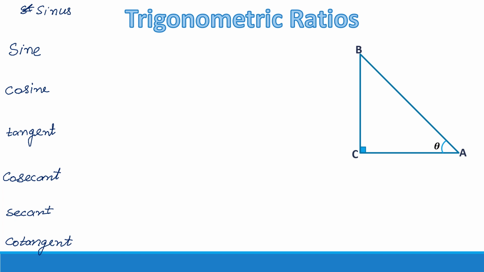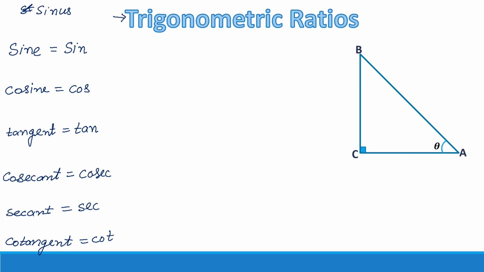Now, for general expression, we do not write their full names. We write their abbreviations, like sin is written as S-I-N, and it is pronounced as sin. Cosine in short form is written as cos. Tangent is written as tan. Cosecant is written as cosec. Secant is written as sec. And cotangent is written as cot. So these are the abbreviations which we use to write these six trigonometric ratios.